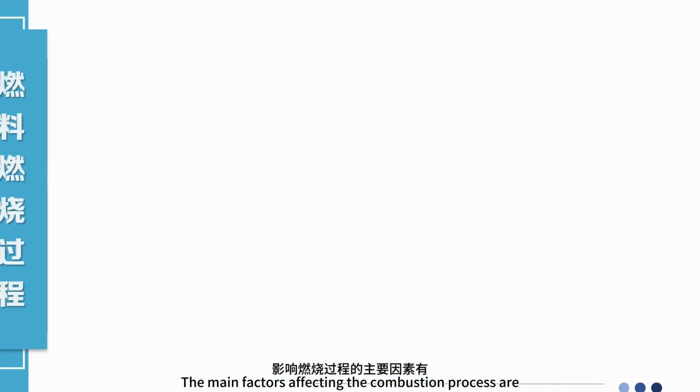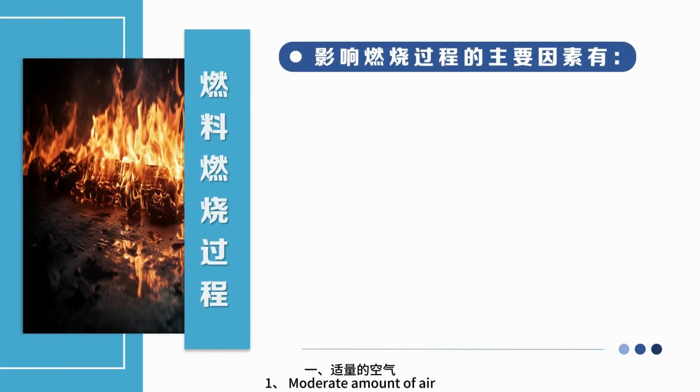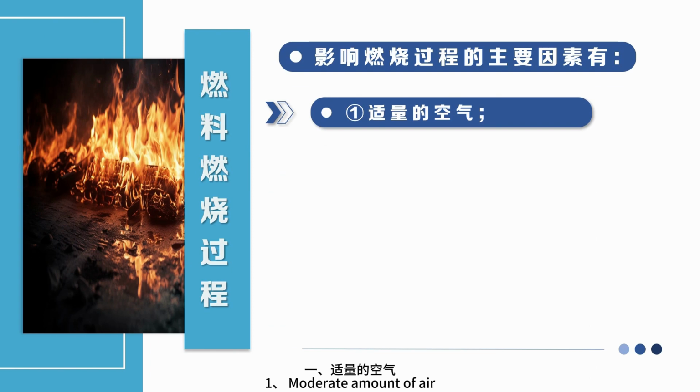The main factors affecting the combustion process are: 1. A moderate amount of air. We need to provide sufficient air, so that the fuel can fully burn. However, if the air volume is too large, it will lower the furnace temperature and increase heat loss.